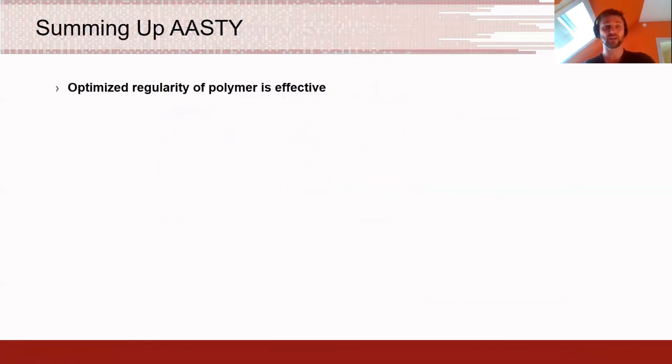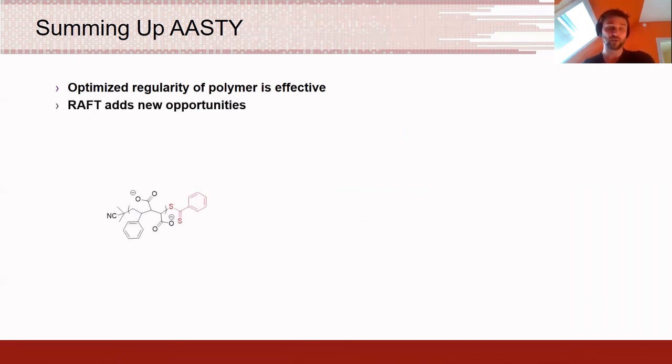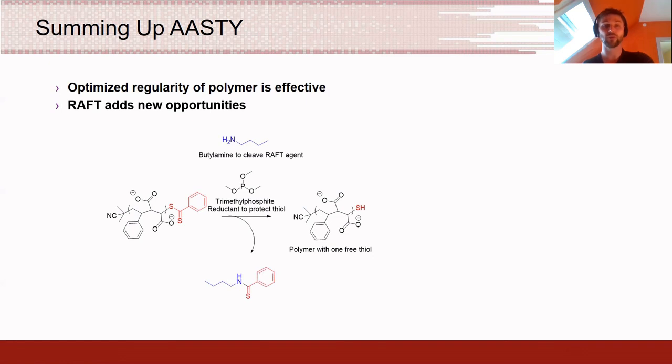So to sum up the AASTY, the optimized regularity of the copolymer is effective, but it's definitely not the only thing that matters. The acrylic acid to styrene ratio matters a lot as well. RAFT adds new opportunities. Now, this is not something I got into in the AASTY paper, but in the SMA paper, we removed the terminal group under some gentle reducing conditions to generate a thiol. And that means that if you do a RAFT copolymer, you can add pretty much whatever you want at the end of the polymer in a very well-defined way.